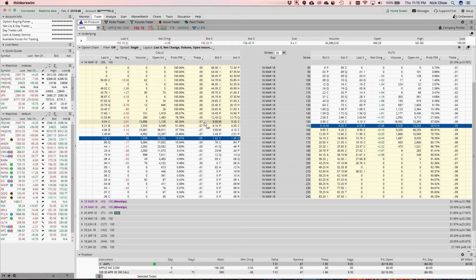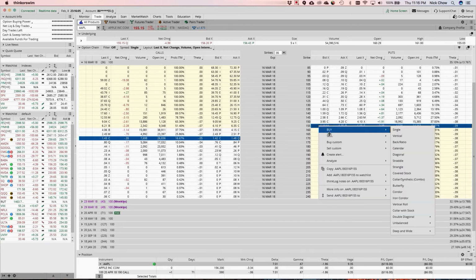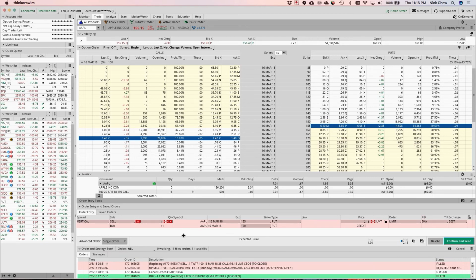Now you can get real fancy with it. Let's say you thought Apple was going to go down, but you wanted to protect yourself in case it went up. You can do a vertical spread, but instead of buying one option here at the 150 strike, you can actually buy two and still short the one. So if it goes down past a strike, you're going to be making more money. If it goes up, you'll be covered by the put spread.